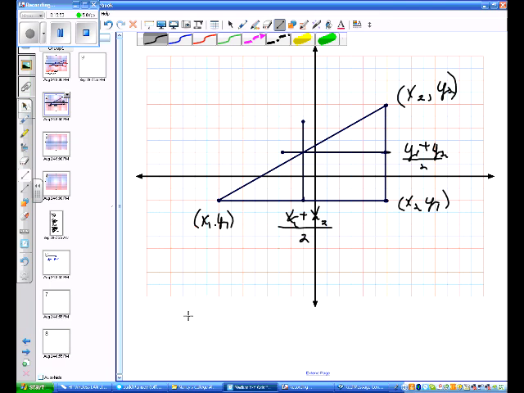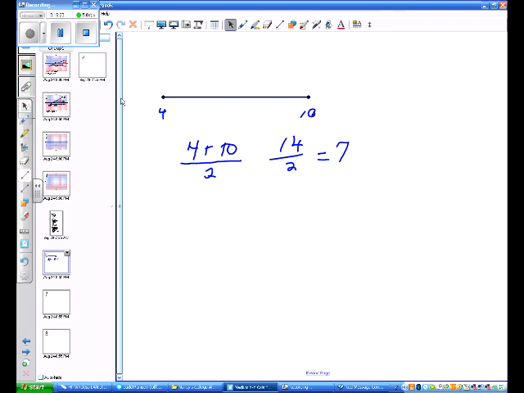And so therefore we can have what we call our midpoint formula, which is x sub 1 plus x sub 2 divided by 2 will be our x value, and y sub 1 plus y sub 2 divided by 2 will be our y value. And this is what we call our midpoint. So let's look at some problems and how we would go about using our midpoint.